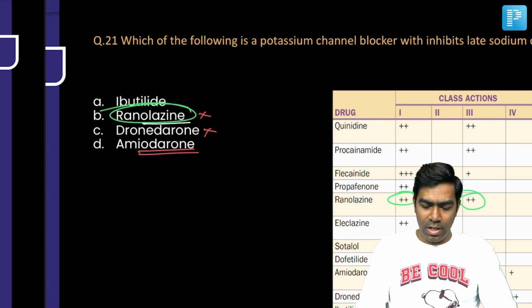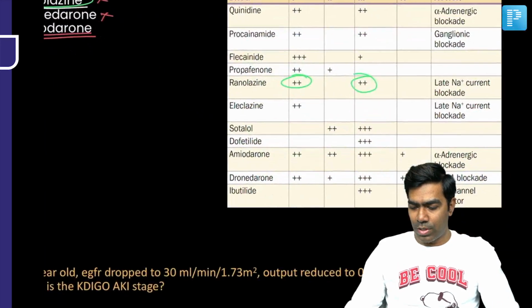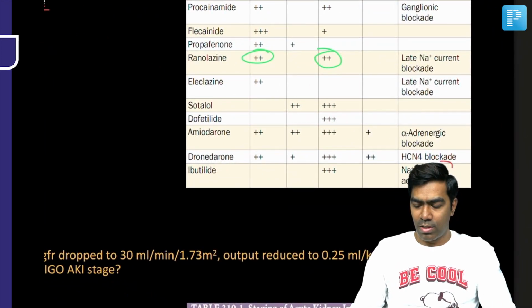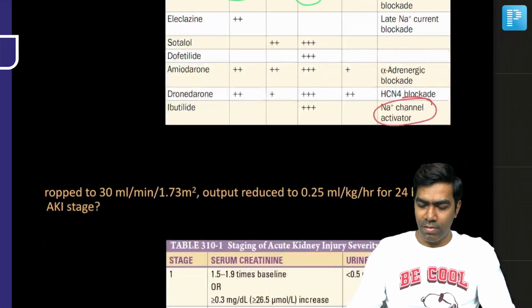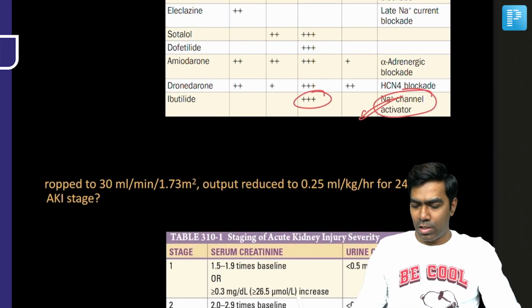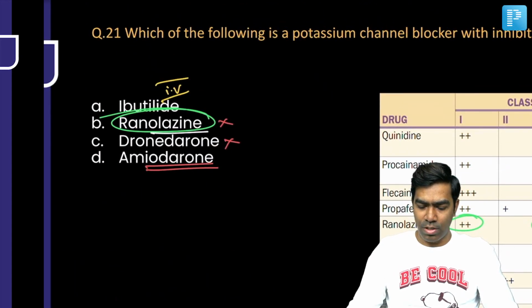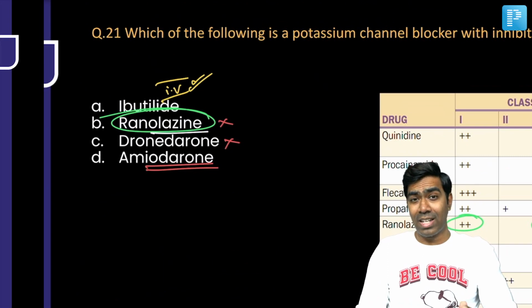And what about ibutilide? Ibutilide is also an IV drug. It's going to block the potassium channels, but it doesn't inhibit the sodium channels. Rather, it's going to cause sodium channel activation. If they have specifically given slow sodium channel activation, then ibutilide will be the choice. In fact, the most important mechanism of ibutilide is activation of slow sodium channels. That's going to increase the atrial and ventricular refractory period. So that's the most important mechanism of action of ibutilide. Supplementary action is blockade of the potassium channels.